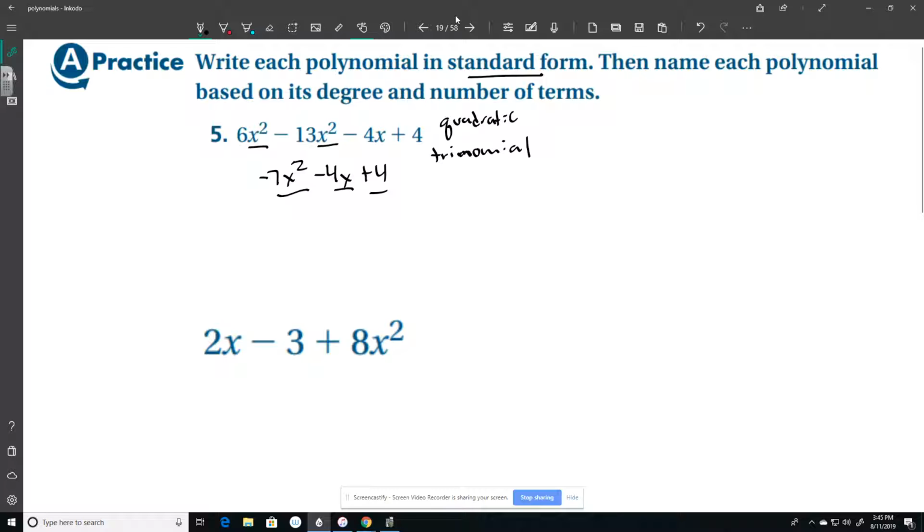This one, 2x minus 3 plus 8x squared. There's nothing to combine because these are x's, these are constants, these are x squareds. So we just need to put them in order. I'm going to put the x squared first, and it's a positive. And then 2x, which is positive, comes next. So plus 2x. And then minus 3 comes next. So again, this is a quadratic because there's 2 degrees, and it's a trinomial. There's 3 terms. 1, 2, 3.